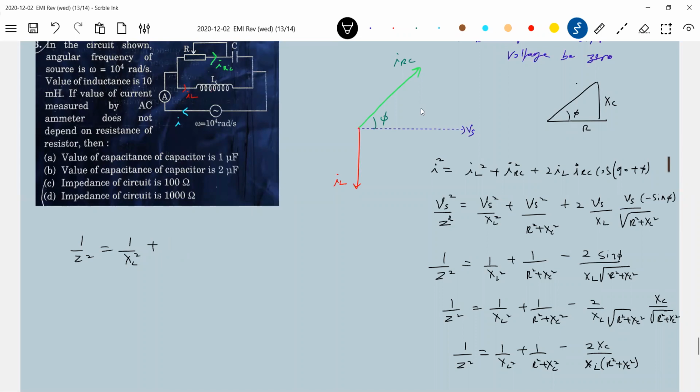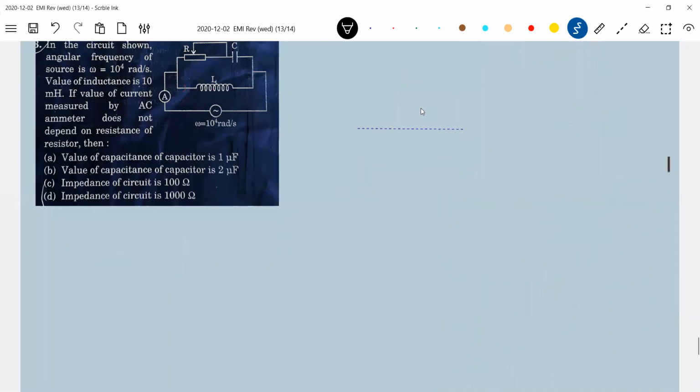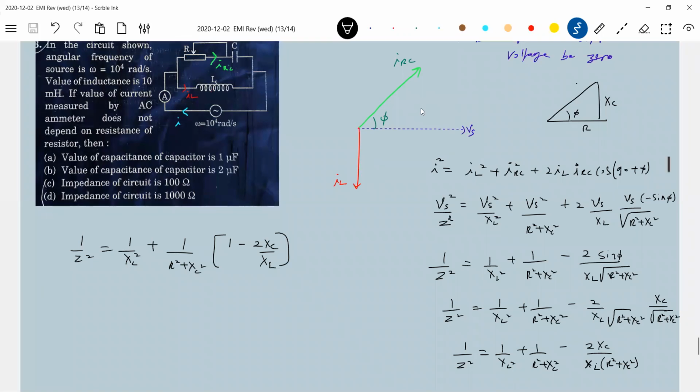So let's take 1 by R square plus XC square common. So 1 minus 2 XC by XL. XL it will be. It should be 0 now, sir. This quantity should be 0. If this is 0, then Z will depend only on XL. So let me write here.